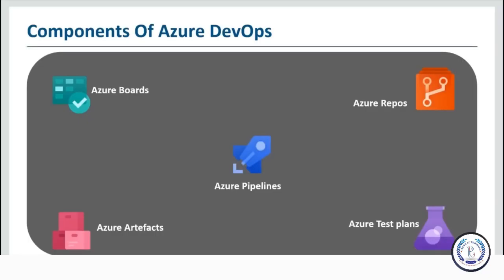We have Azure Boards to create our work items. We have Azure Repos to store our code. We have Azure Pipelines, which can help us do the build of the code and release of the code into a particular environment. Then we have Azure Test Plans, which we can use to do our testing, which could be manual test cases, automated test cases, exploratory testing. All that can be done as part of Azure Test Plans. And finally, if you have some common DLLs or common jar files which you want to store as part of your repository, then you can use Azure Artifacts.